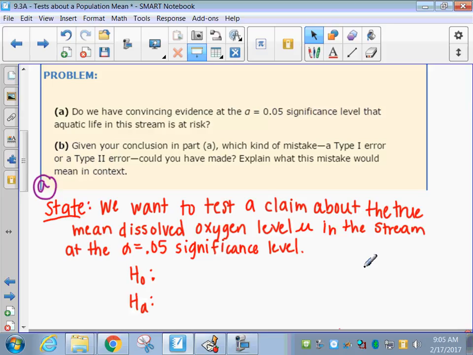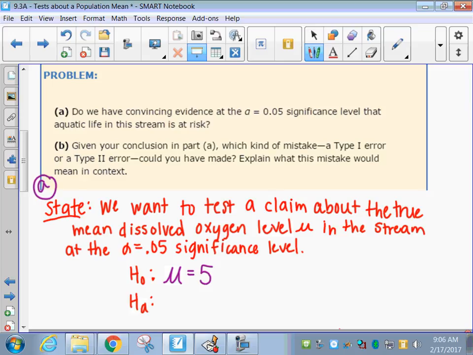So don't forget in your state to talk about what mu is and your significance level. And then we need a null hypothesis and an alternate hypothesis. So Tyler, what's your guess for the null hypothesis? What do you think it is? Jet, what do you think it is? Okay, good. 5 is good. Mu, though, because now we're doing means, so mu is equal to 5.